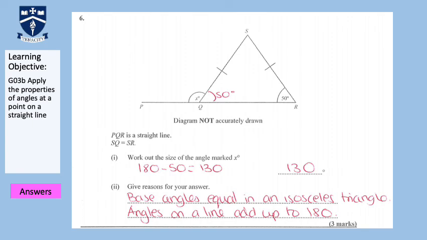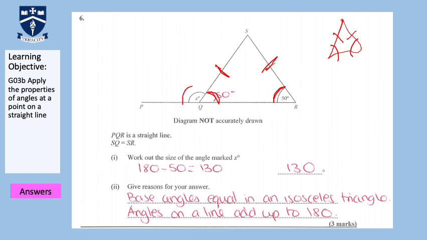Okay, let's have a look at the answers now. So the first thing you needed to identify is that this is an isosceles triangle. The reason we know that is because of our angle notation. So we can see that this line here and this line here shows that it's an isosceles. In any isosceles triangle, remember, those two angles are also the same. If these two lines are the same, those two angles are the same. So if this is 50, then this is also 50.